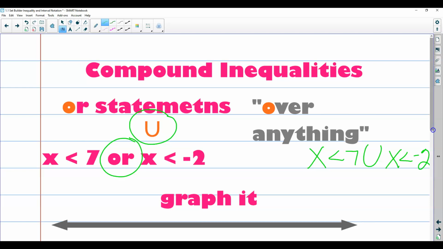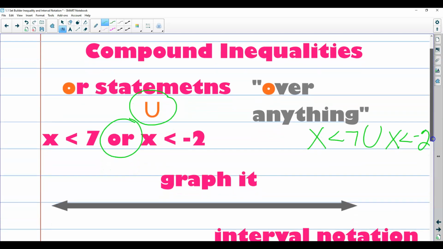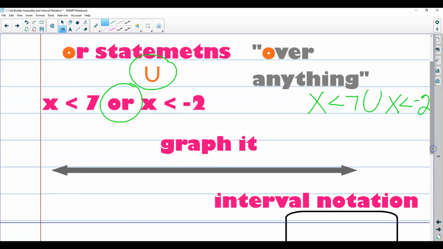Look at the right side, look at the left side. So over there on the left side, it says x needs to be less than 7. So what are numbers less than 7? 6. What about negative 500? Or x is less than negative 2. Either one, not both.